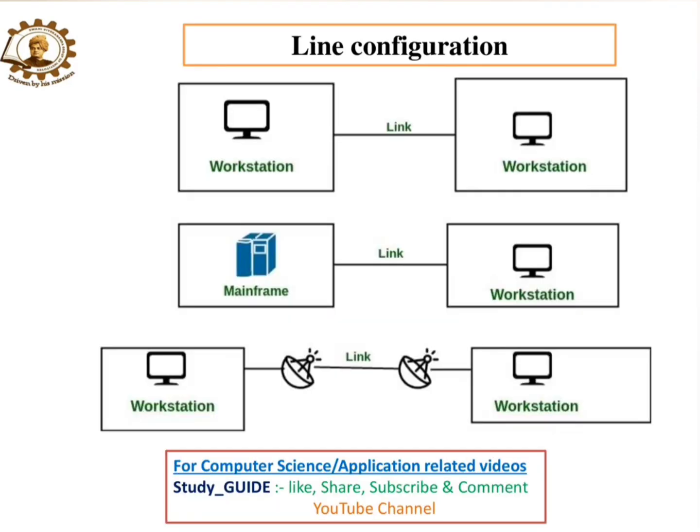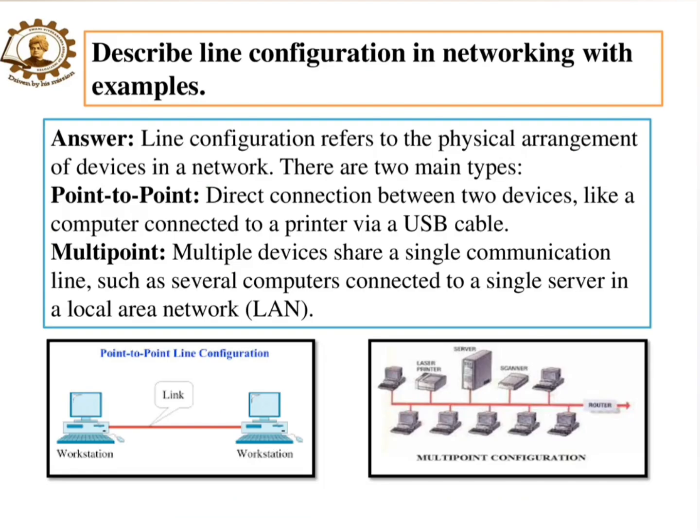Line configuration. Basically, it refers to the physical arrangement of cables and devices on a network. Imagine it as the layout of lanes and intersections on a highway. Now, it has two types. Number one is point-to-point line configuration.